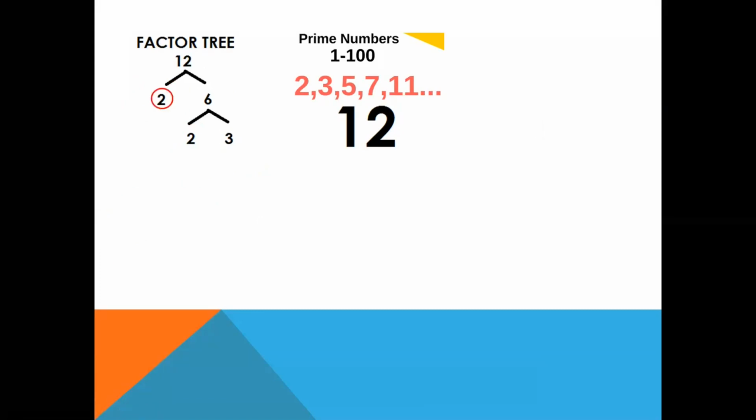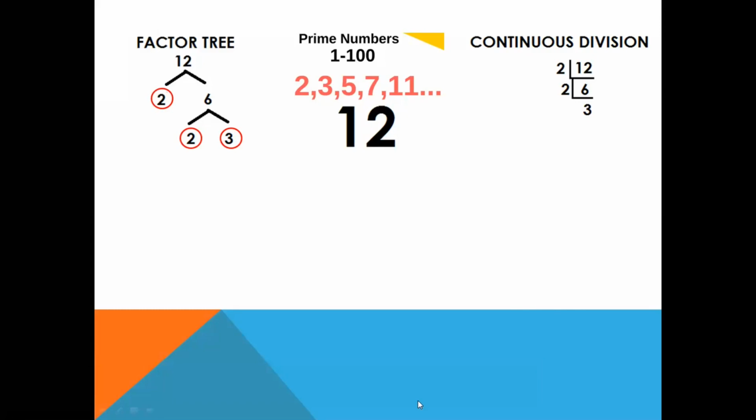Okay, so meron na tayong 2, 2, tsaka 3. Galing sa factor tree natin. Yan yung prime factorization ng 12. Okay, next, continuous division. From the word itself, continuous. Magdi-divide lang tayo ng mga prime numbers hanggang sa yung last answer natin is prime number na din.